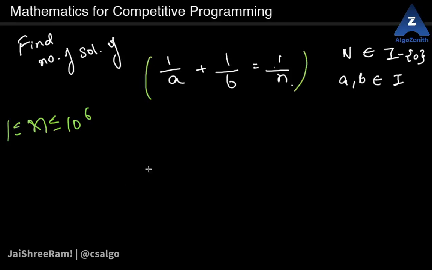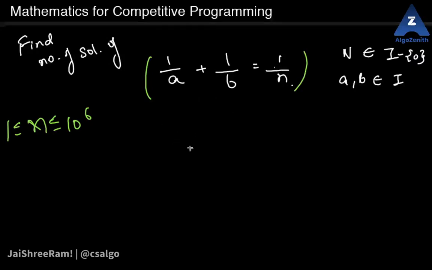Pause the video right here and think about this particular equation and how you count the number of pairs that exist, or in fact find the pairs that exist, so that this equation is satisfied for a given n. I'm assuming that you have thought about this expression. So let's try to manipulate the expression a bit.